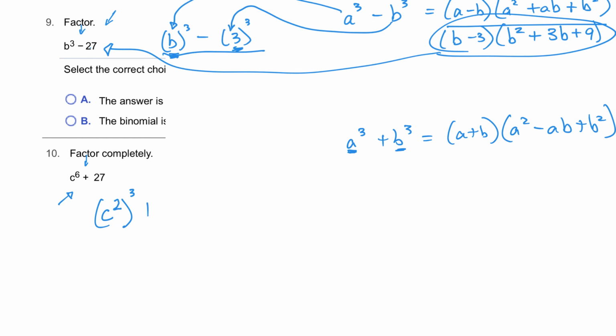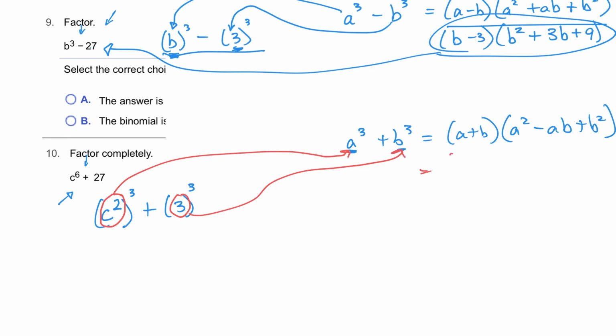So that's c squared plus, they gave me 27 again, that was kind of them, same number. So whatever this is goes where the a goes, and this thing goes where the b goes. So let's do that. So a is c squared, so I'll put a c squared there, plus b is a 3, and then this will be c squared squared. So that would be c to the 4th, minus c squared times 3 would just be 3c squared, plus b squared. b is a 3, 3 squared would be 9.